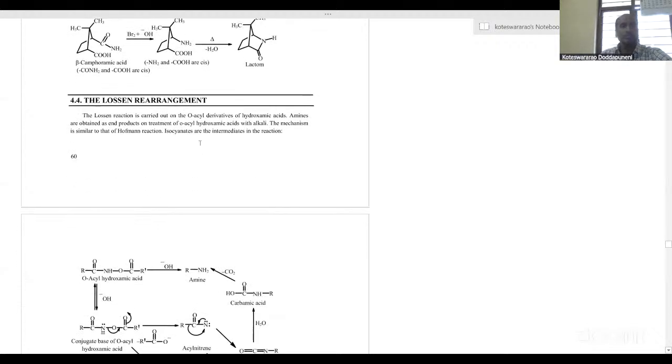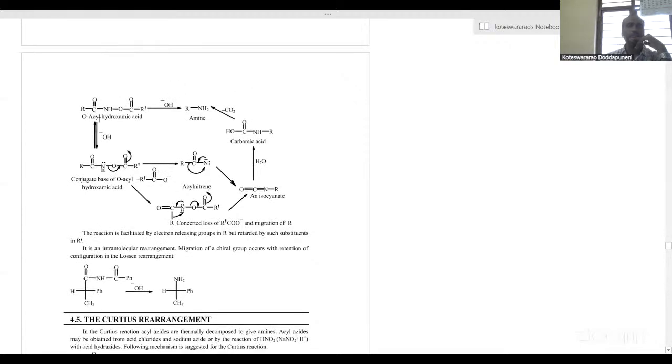Okay. Next, the Lossen rearrangement reaction. The Lossen rearrangement reaction, also called Lossen's reaction, is carried out on the O-acyl derivatives of hydroxamic acid. Amines are obtained as end products on treatment of O-acyl hydroxamic acid with alkali. The mechanism is similar to that of the Hoffman reaction; isocyanates are the intermediates in the reaction.